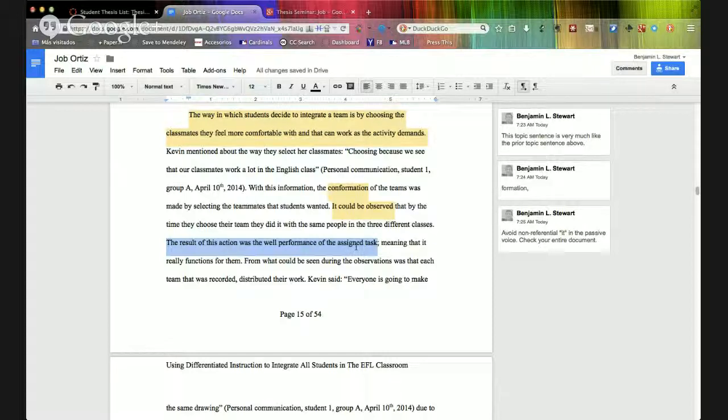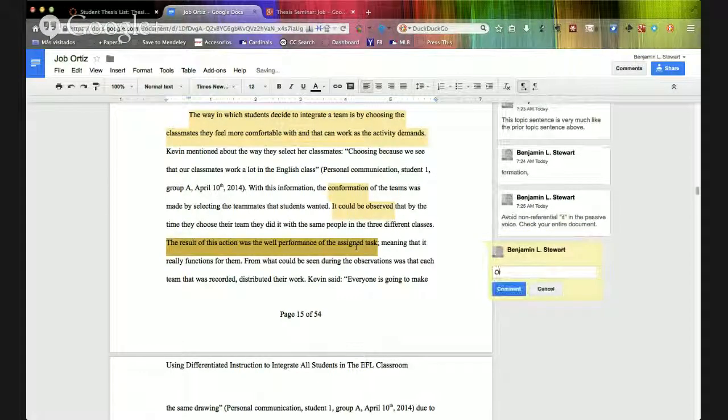Because here's another example that you're discussing something that you haven't presented the evidence for. And I tell you this now because I don't want you to go up in front of the seminarians and discuss something that you haven't presented evidence for, because they're going to ask. They're going to ask you, okay, you say here that the result, because of this action, they performed well. I don't see any evidence. So make sure that you only discuss the evidence that you have presented.